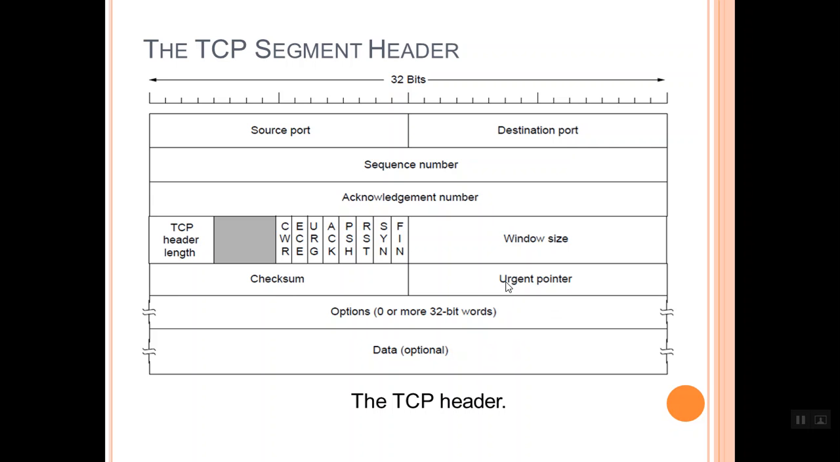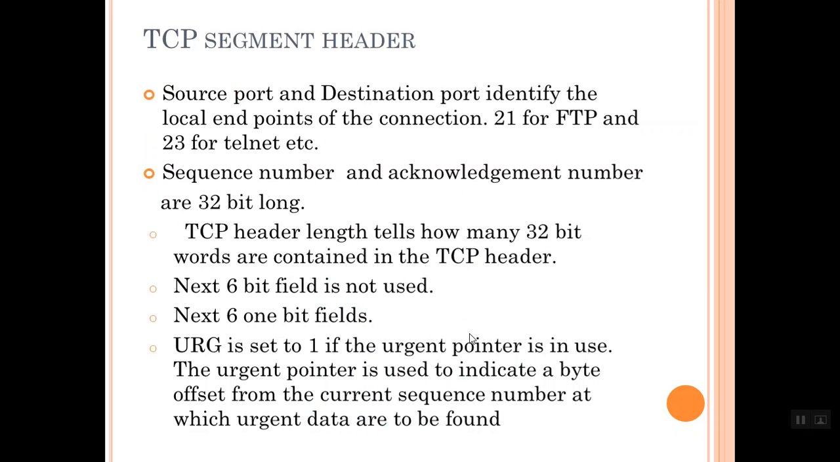If there is some urgent data in our segment and the urgent pointer is present, then URG will be set to 1. The urgent pointer is used to indicate a byte offset from the current sequence number at which urgent data are to be found. So the urgent pointer normally contains a byte offset from the current sequence number at which urgent data are to be found.